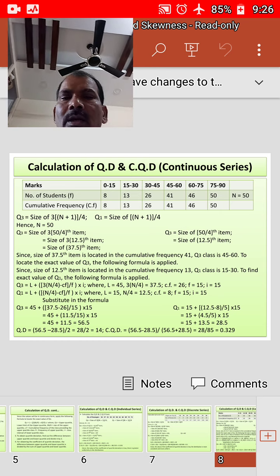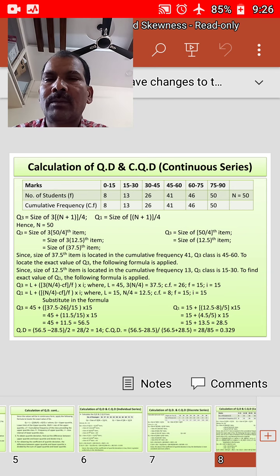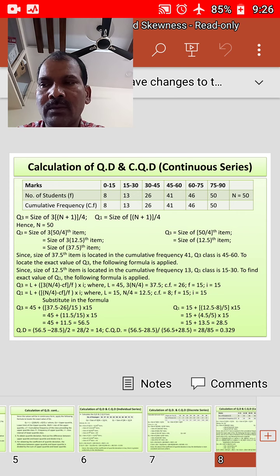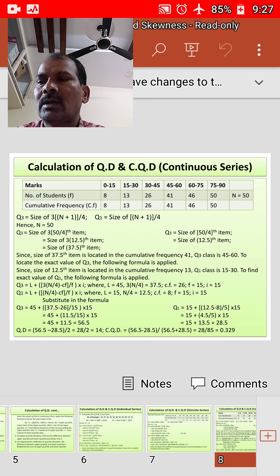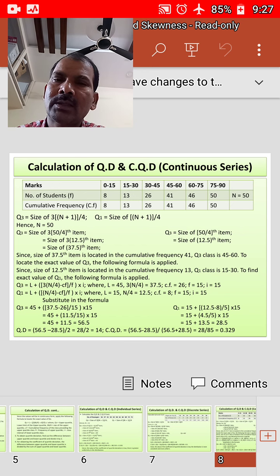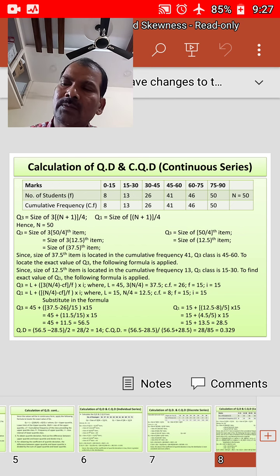Q1 is equal to L plus (n by 4 minus Cf) by F into I. We know this formula. Here L is equal to 15, n by 4 is equal to 12.5, Cf is the cumulative frequency of the class preceding the Q1 class, that is 8, and F is the frequency of the Q1 class, that is 5. I is the class interval of the quartile class, that is 15.